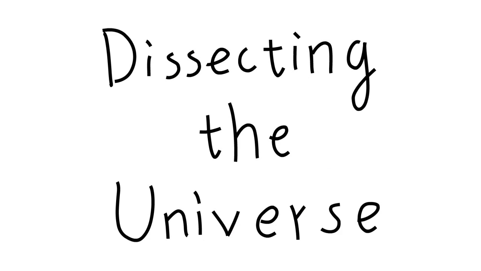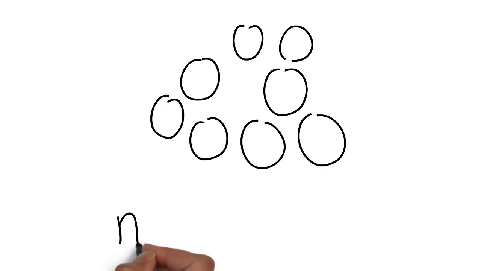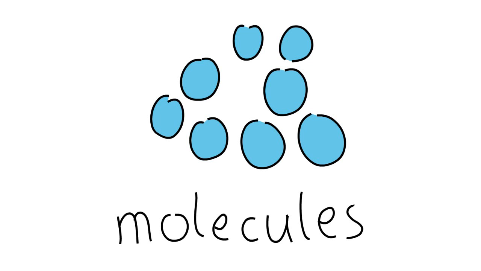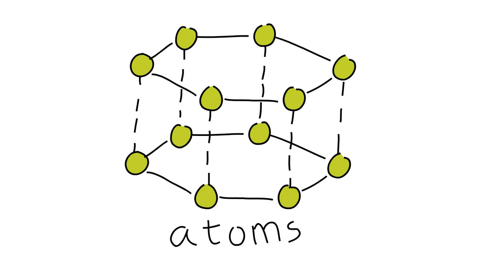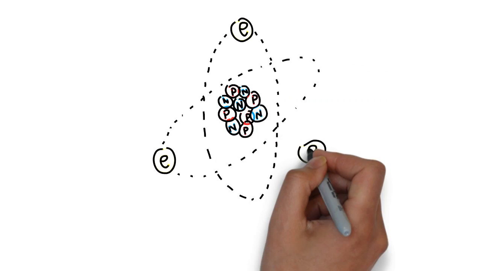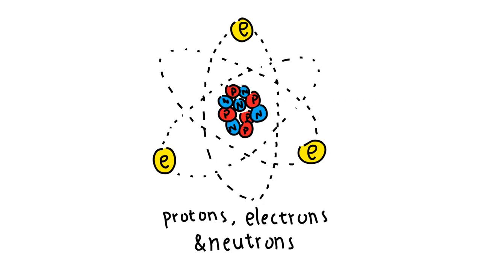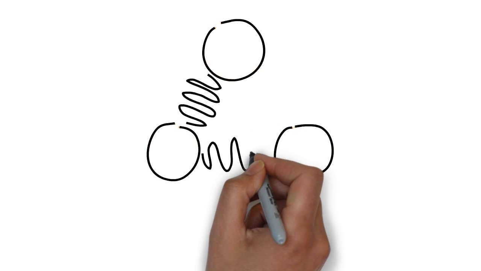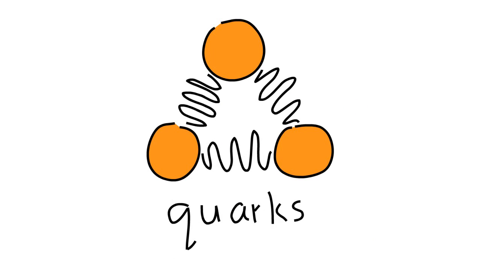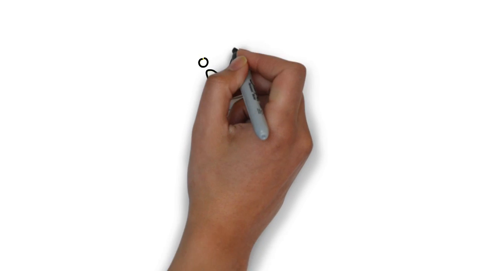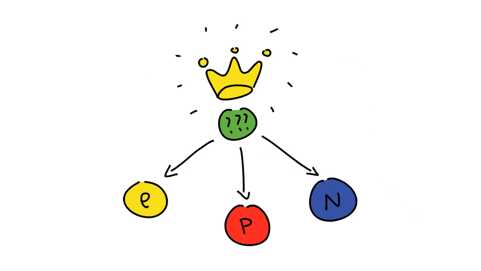Humans have always been interested in dissecting the universe. At the microscopic level, you realize that everything is just a bunch of molecules put together. At the nanoscale, molecules are made up of atoms. At the picoscale, all of them are essentially made up of the same things: protons, electrons, and neutrons. To probe even further, we realize that the protons and neutrons are essentially made up of the same types of components known as quarks. Could everything in the world essentially be different manifestations of the same thing?